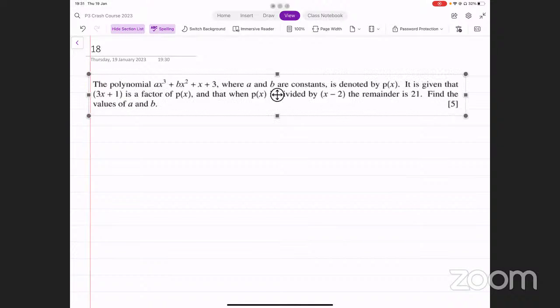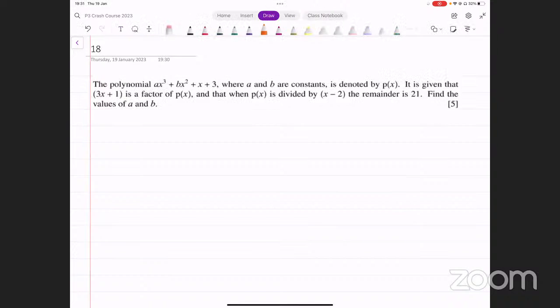All right. So we have this polynomial ax cubed plus bx squared plus x plus 3, where a and b are constants. It's denoted by p of x. It's given that 3x plus 1 is a factor of p of x, and that when p of x is divided by x minus 2, the remainder is 21. We need to find the values of a and b. Now, remember what factor means? Factor means that the remainder is equal to 0.